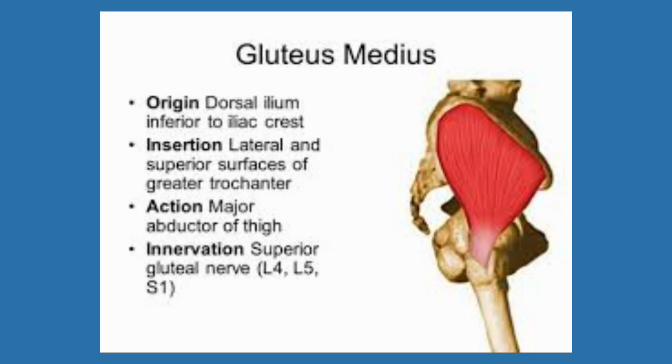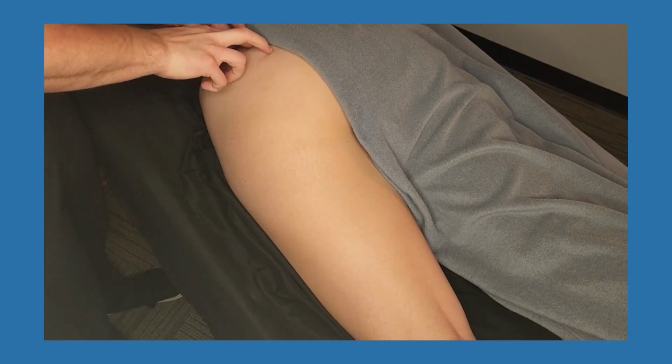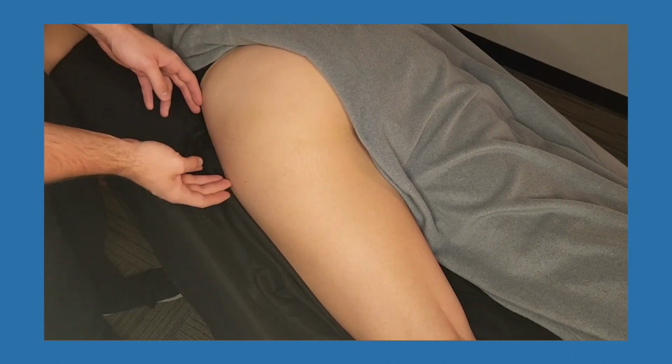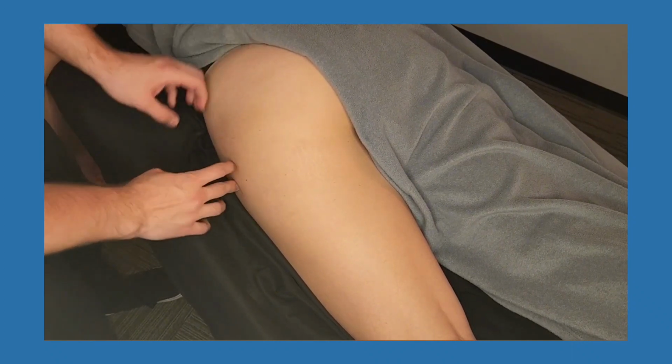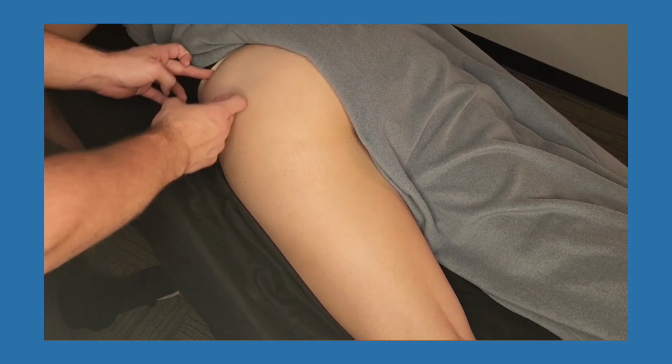Glute medius will originate at the gluteal surface of the ilium between posterior and anterior gluteal lines just inferior to the iliac crest and will insert at the lateral aspect of the greater trochanter.